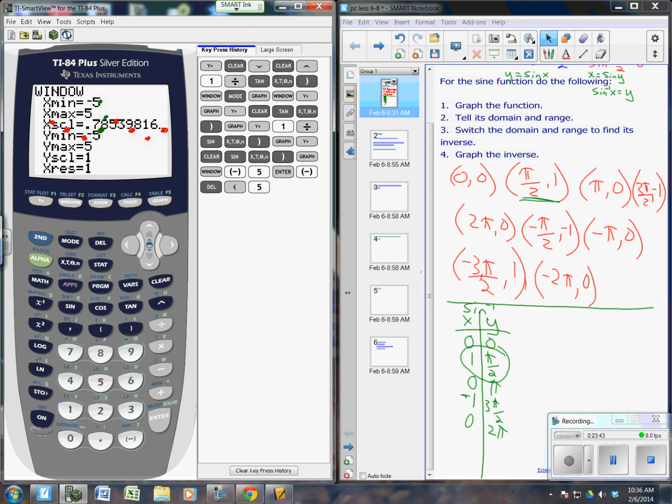+5, okay. X scale is 1. We could do that. -2 pi, -2 pi, and +2 pi. And the y scale is pi divided by 4. And we could graph that.